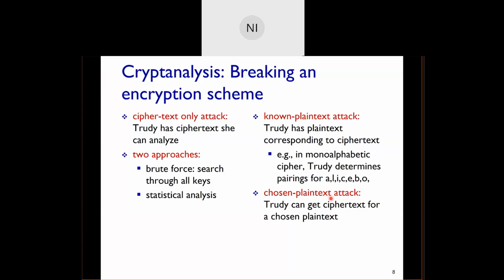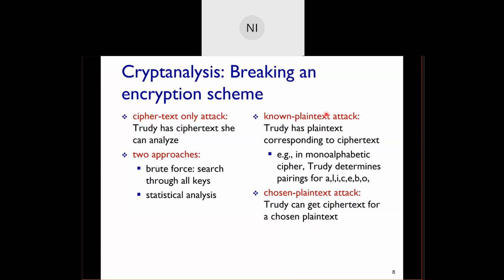She doesn't know what the key or the substitution pattern is, but she can submit the plaintext as input and generate the ciphertext. By giving various types of plaintext as input, and getting the corresponding ciphertext, you can come up with another algorithm that can reverse engineer and figure out what could be the plaintext for any given ciphertext. So this is another way of breaking these encryption schemes.